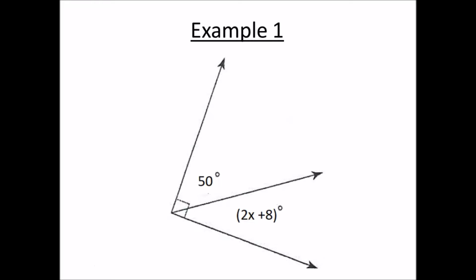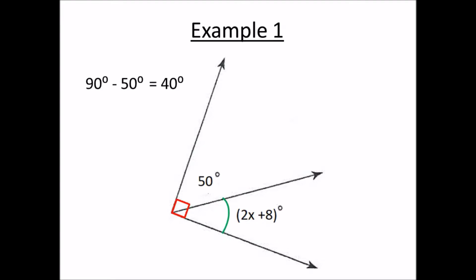Example 1 says I have two angles, and what I know for a fact is that this is 90 degrees. So the two angles added together, the sum of it, will equal 90 degrees. But what I know then is that this is 50 degrees right here. So then we can take the 90 degrees and subtract 50 degrees to give us 40 degrees, which tells me that the sum of this angle right here is equal to 40 degrees. So how can I solve for x?